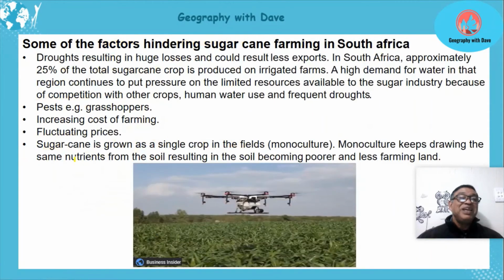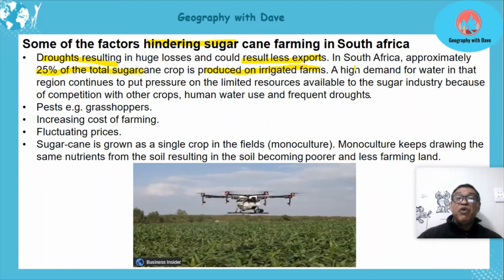Okay, some factors hindering. Okay, droughts. Can you see it? All right, huge factor, and it results in less exports. Approximately 25% of sugarcane is produced by irrigated farms. They don't have natural water, the farms are irrigated by humans. You understand? So 25% of the total, which is a quarter.